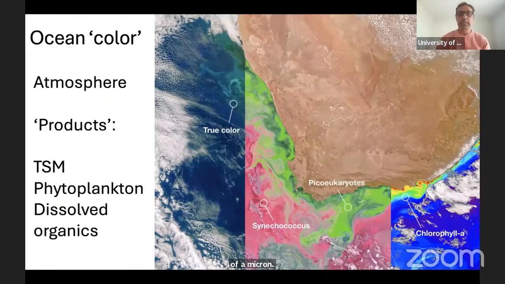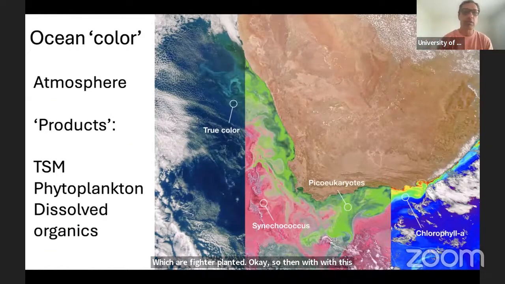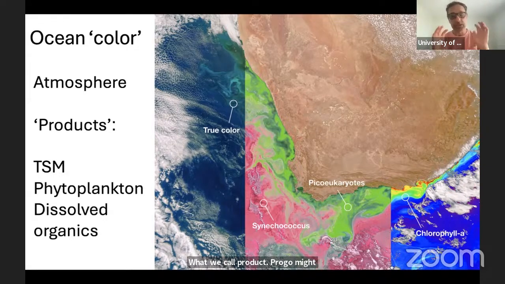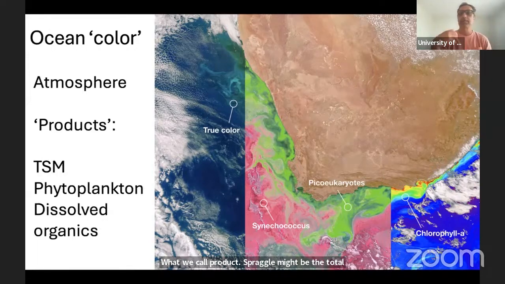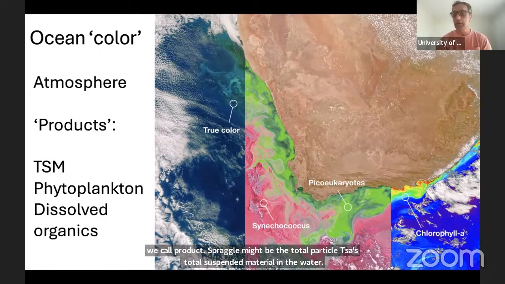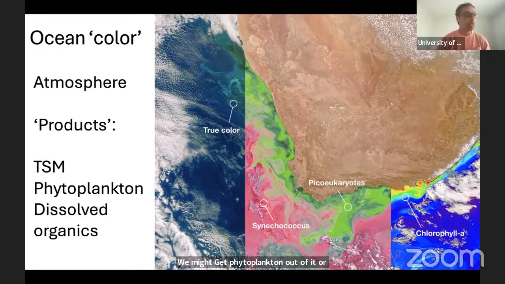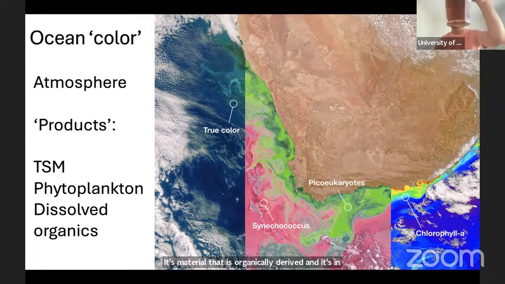Okay, so with this signal, we can see the color, which is what you have on the left, the true color. A lot of it is affected by the atmosphere. You can see clouds and other things. And then we analyze the signal coming up and we divide it into what we call products. A product might be the total particles, TSM, which is total suspended material in the water. We might get phytoplankton out of it, which we quantify by chlorophyll A, and we can have information about dissolved organic material. This dissolved organic material is basically what you have in tea. It's material that is organically derived, and it's not in particulate form, just like what's coming out of your tea bag at home.